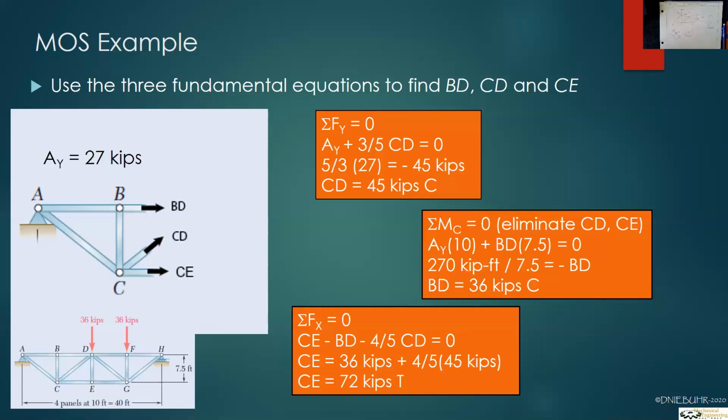That's a pretty simple example. And all of the method of sections typically look like this. The only difference may be the geometry. Some of the geometries of the cross members might be a little more complicated, but otherwise they're very, very similar. Okay, so let's do a little more difficult example.